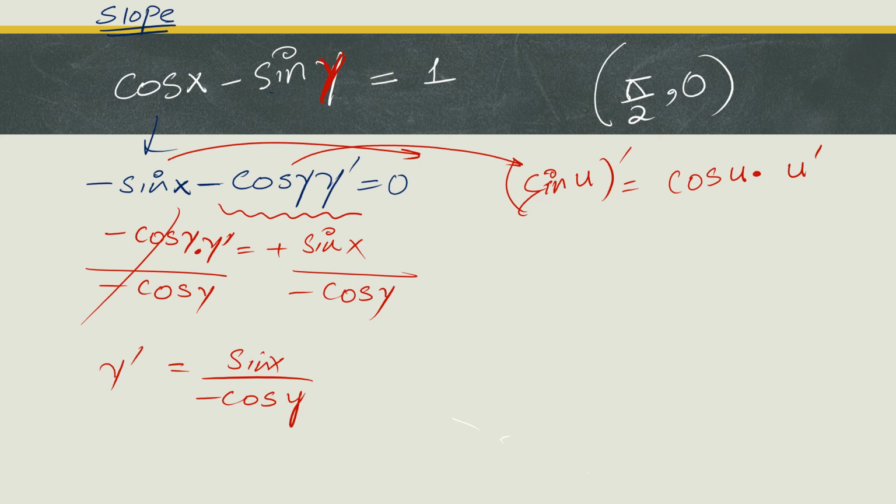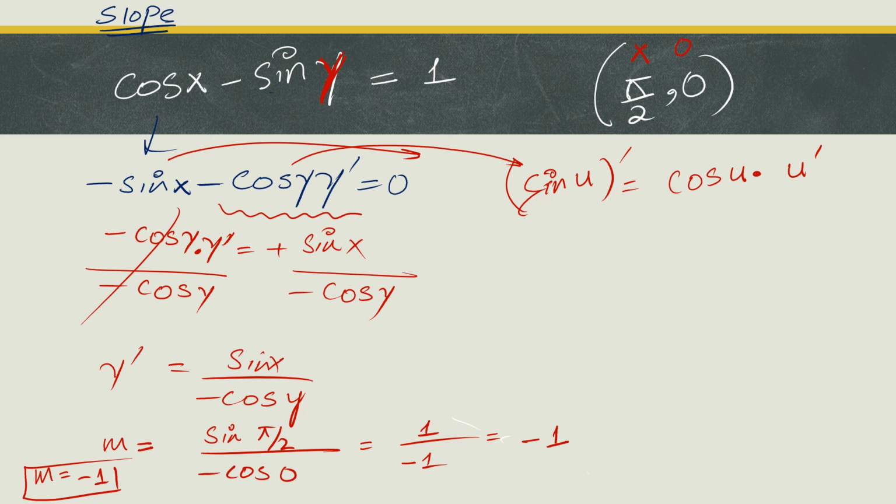You have to find the slope. It means replace x by pi by 2 and y by 0. So you will get sine pi over 2 divided by minus cos of 0. Now sine pi by 2 is 1 and cos 0 is 1 and you have negative cos 0. So this is negative 1. Write it, and 1 divided by negative 1 gives you negative 1. So the value of the slope is equal to negative 1 for this equation.